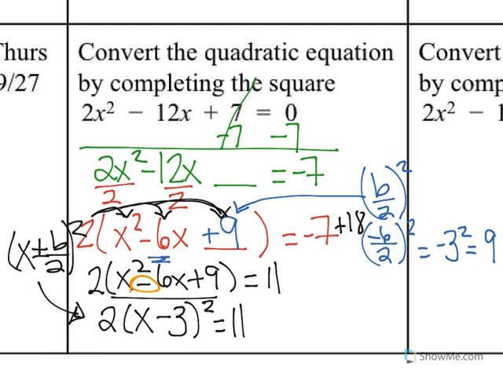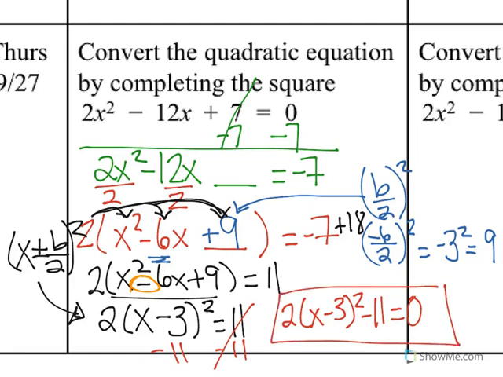And the last step, we do want it equal to 0 to convert the equation, so I'm going to subtract 11 from both sides, and we get 2 times x minus 3 squared minus 11 equals 0. And that would be your final answer.